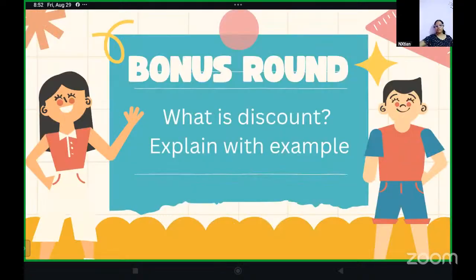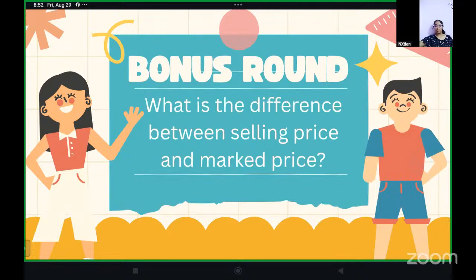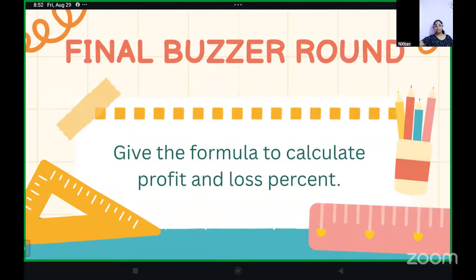Then what is discount? Explain with example. Joshua's answer was correct. I gave you full 2.5, Joshua, in this one. Okay, your answer was correct. Then Abraham's difference between selling price and market price was correct. 2.5 to Abraham in this. Last question, Abraham got it. Okay, 3 points to Abraham for the formula to calculate profit percent and loss percent.